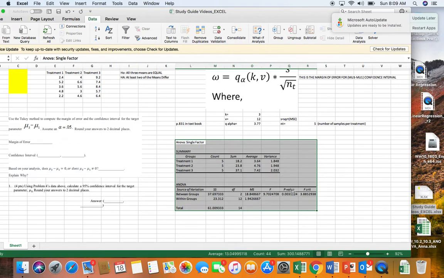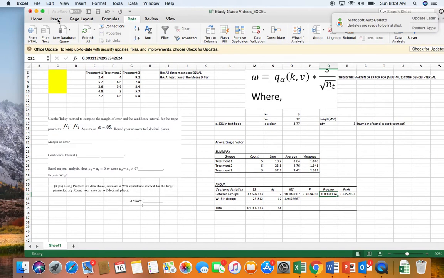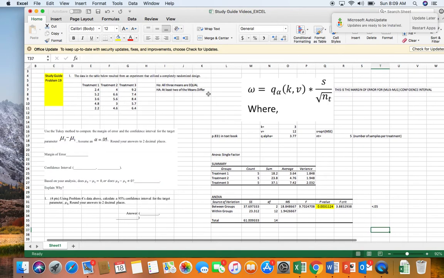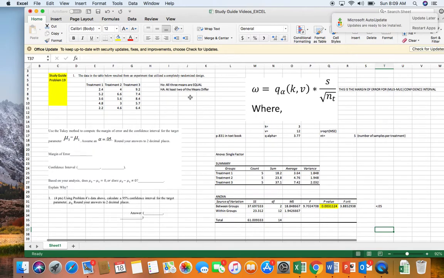So step 1 is we're going to look at our p-value right here and see that it is indeed less than 0.5. Therefore, we will reject the null hypothesis and say that at least 2 of the means are different. So once we get to that point, now we're going to answer this question. We're going to use the Tukey method to compute the margin of error and then the confidence interval for the target parameter mu3 minus mu1.